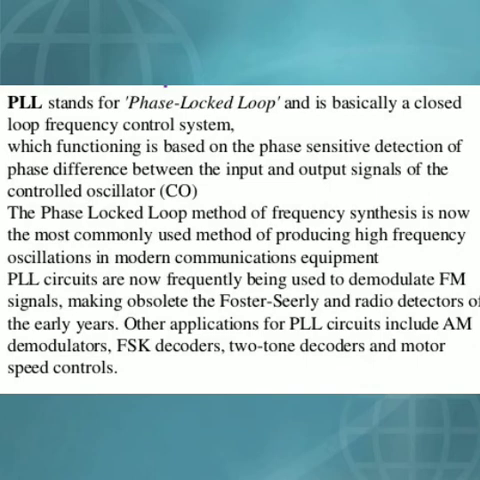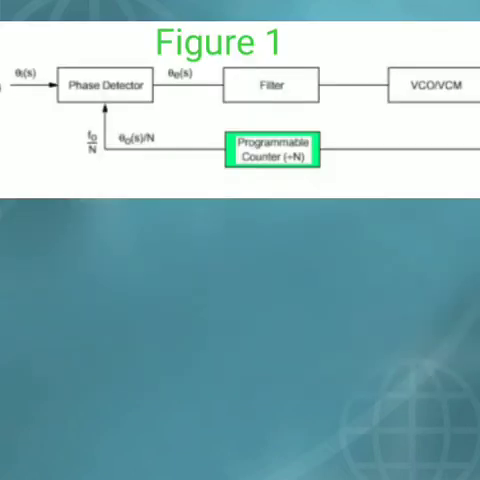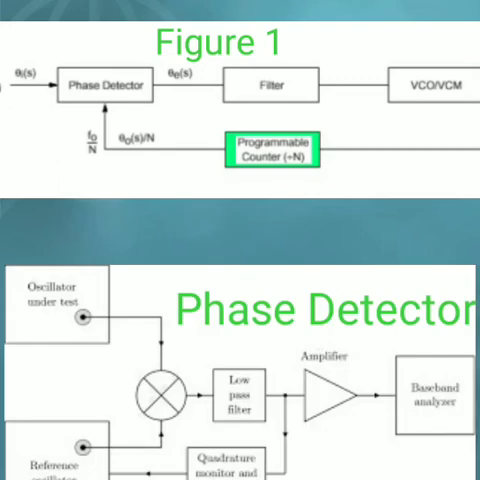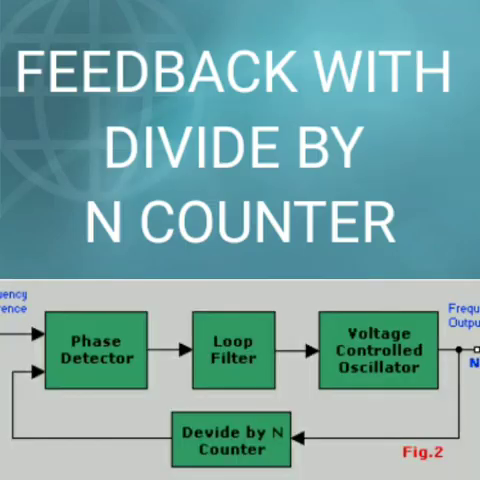For example, an input bit stream is transmitted along with the clock signal, and by using the PLL, the clock signal can be separated in order to get your original transmitted signal. We are going to see the block diagram of PLL, which has a phase detector, a low pass filter or loop filter, and then the voltage controlled oscillator, and then a feedback is given to the input signal by using a divide by n counter.